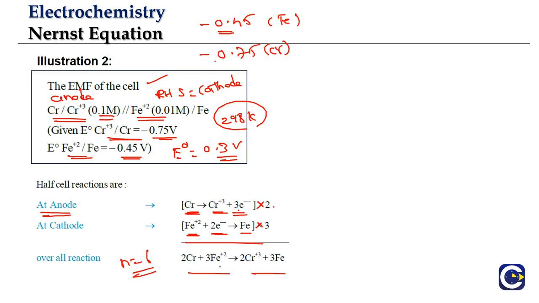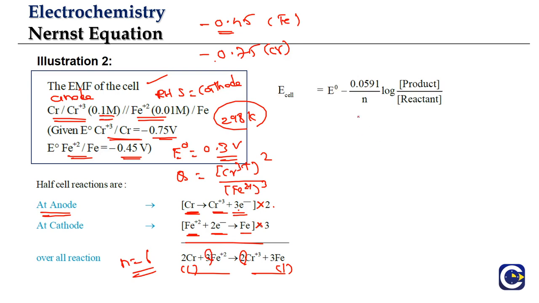Now for this particular cell equation, the Q value will be as follows. Remember the active mass of solids, in this case iron and chromium, is taken as 1. So the product is chromium 3 plus to the power 2. Why are we raising the power 2? Because the factor here is 2. Divided by the reactant, only one ion is there, iron 2 plus to the power 3, because the factor here is 3.